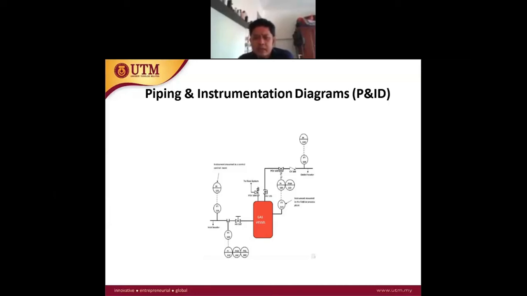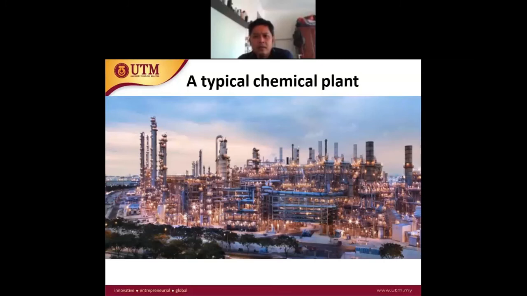This subject explains the piping and instrumentation diagram, or P&ID. P&ID is very important in the industry. This is a figure of a typical chemical plant. It consists of a combination of many sub plants or sub processes, which are combined together to do a process like a refinery. For example, like what we have in Pasir Gudang, where a chemical plant processes chemicals to produce fertilizer.